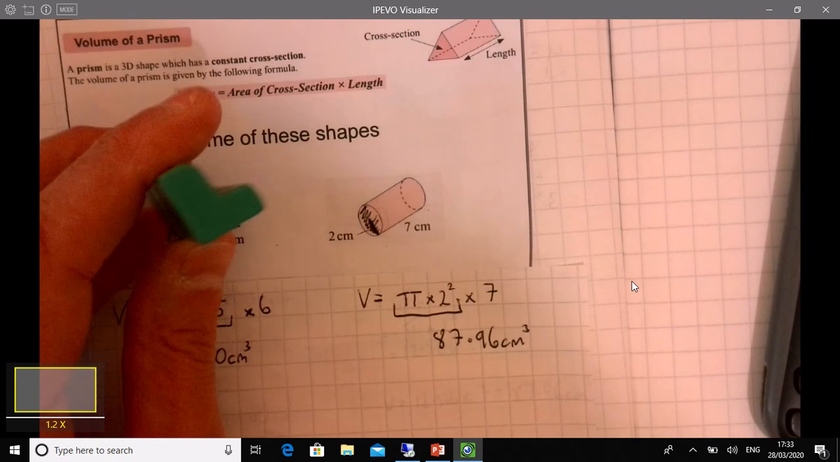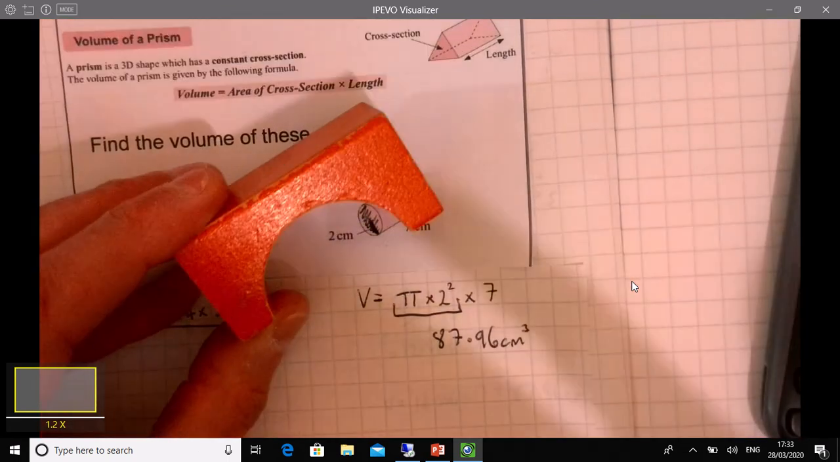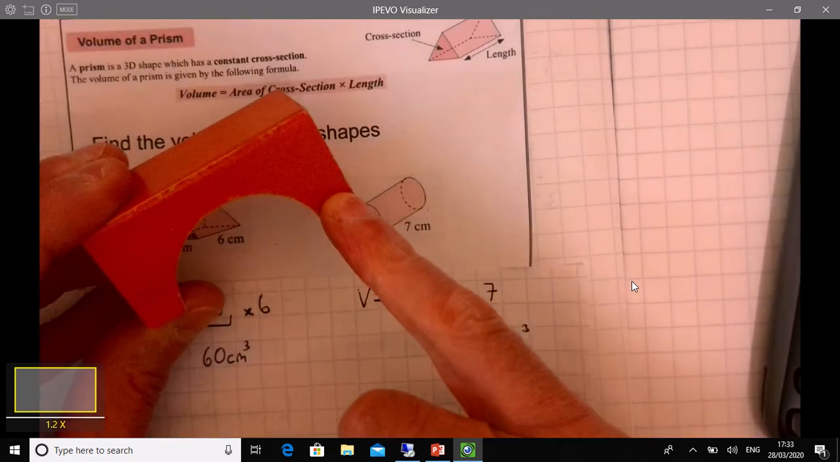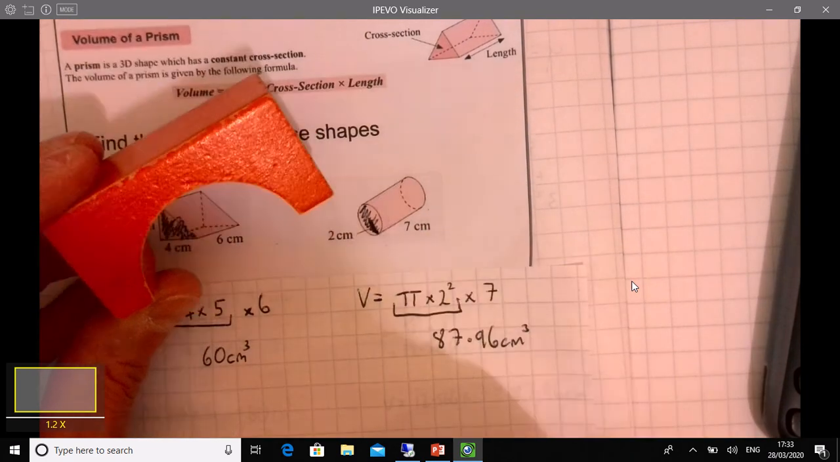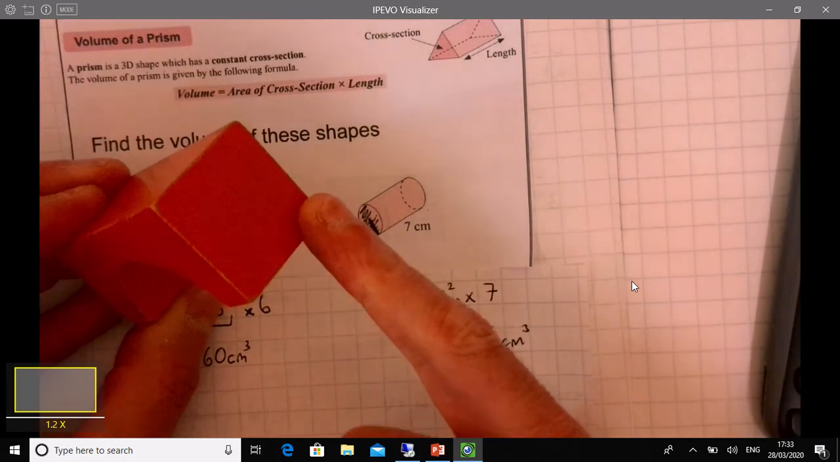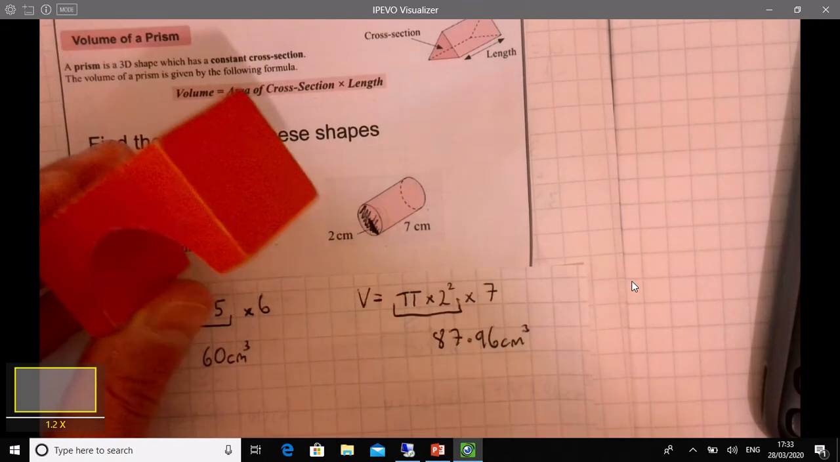Now, if they wanted to make the question a little bit harder, well, obviously this area here would be harder. So what this question would probably do is tell you the area of this bit. It would probably tell you our length, and then you can work out the volume. So it would just tell you this bit.